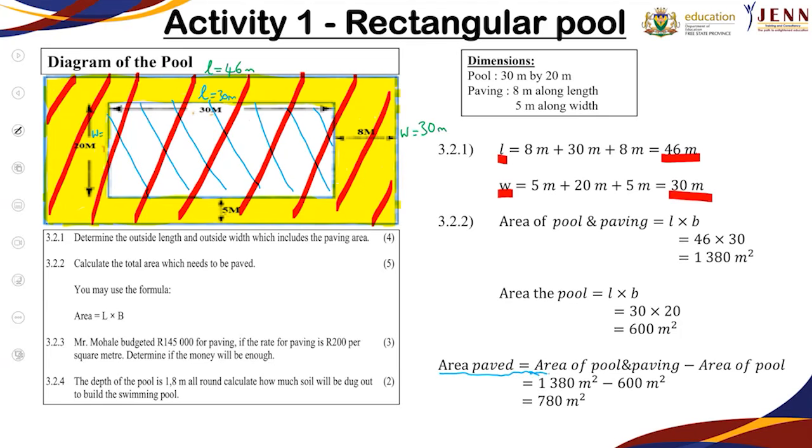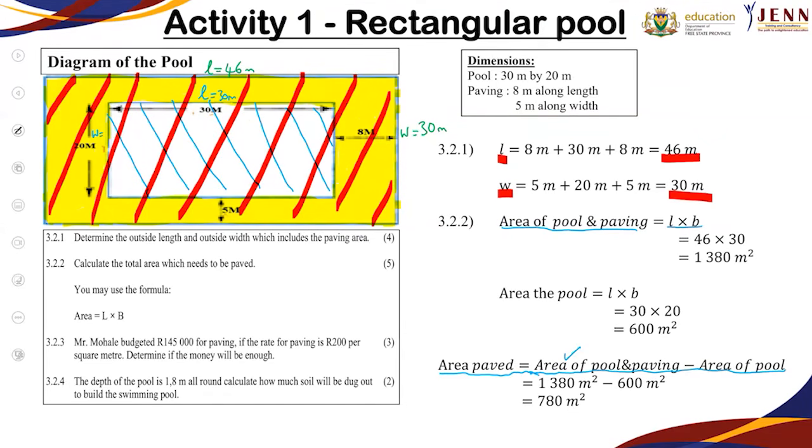The area paved will equal the area of the pool and paving minus the area of the pool. Which means, first of all, I need to find the area of the paving and the pool. So I go area of pool and paving. Now I'm going to say length multiplied by breadth. Remember, before I can substitute into my formula, I must make sure that my units are the same.